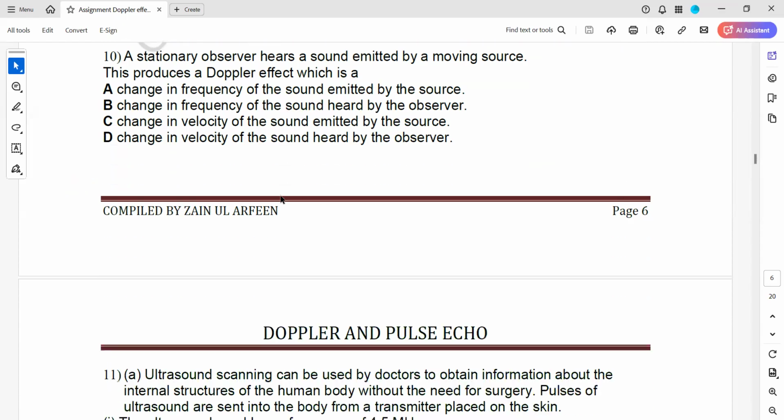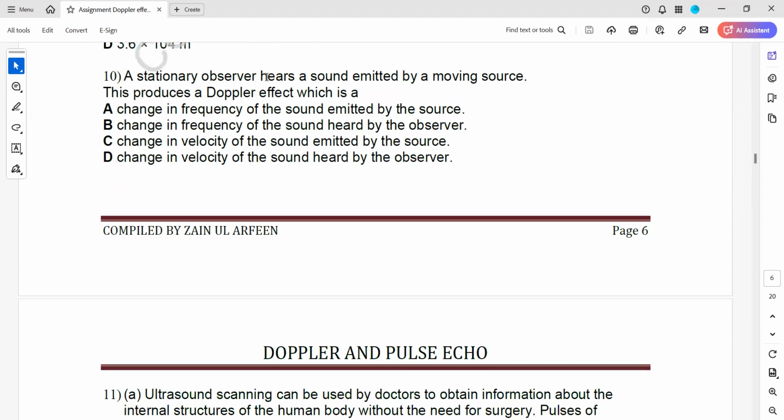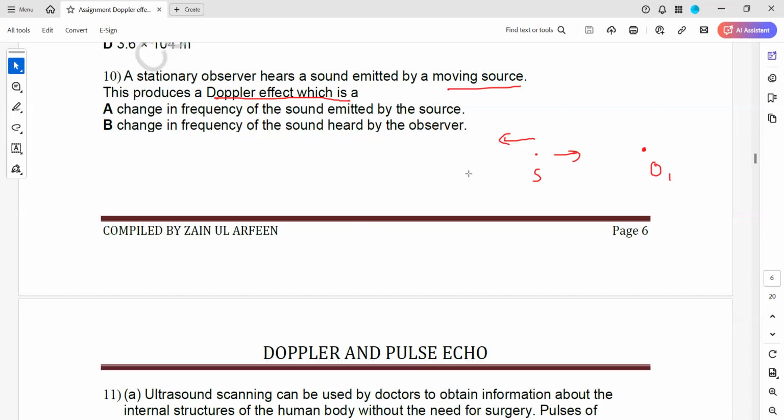In question 10, a stationary observer hears a sound emitted by a moving source. So there's a stationary observer and the source is moving. It might be moving towards or away. They did not mention that. This produces the Doppler effect, so what is the Doppler effect? C and D are totally wrong because the speed of a wave does not change. So either A or B can be the answer.